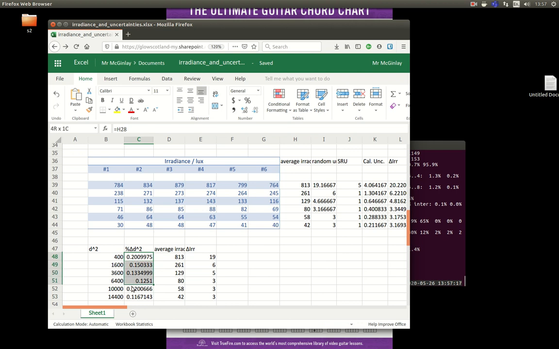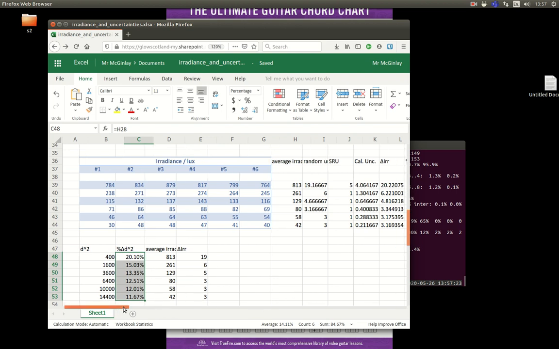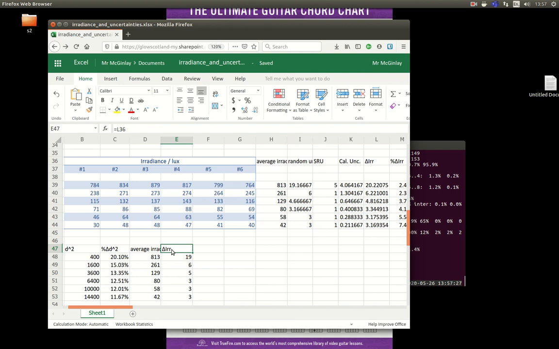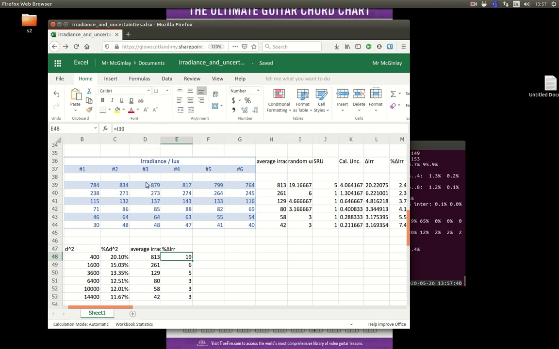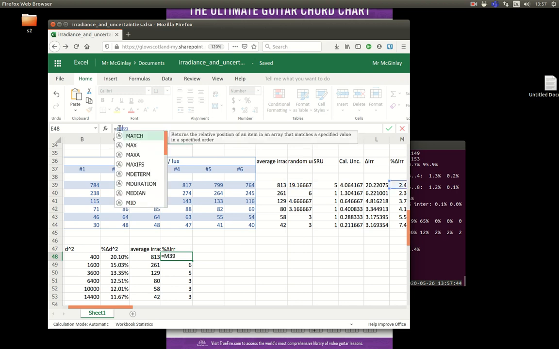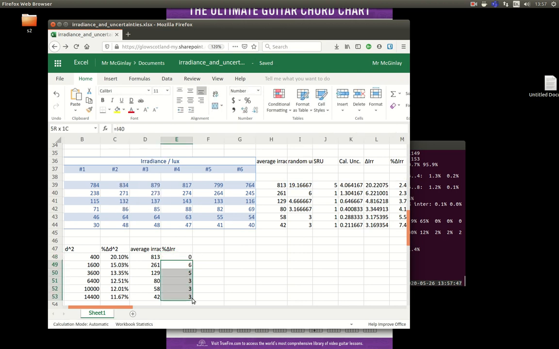So I would like this column here to be formatted as a percentage, and I've taken the wrong column here actually, so that should be M36. And these should be M39 and down. Double click that just to check. Format as a percentage. There we are.